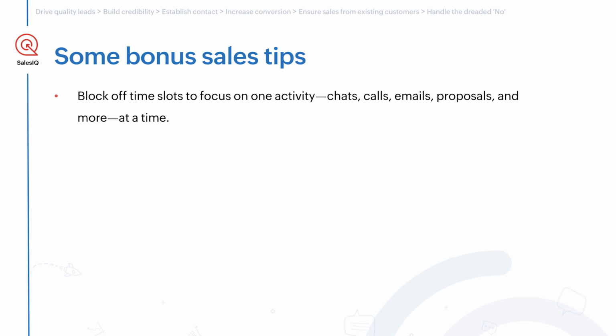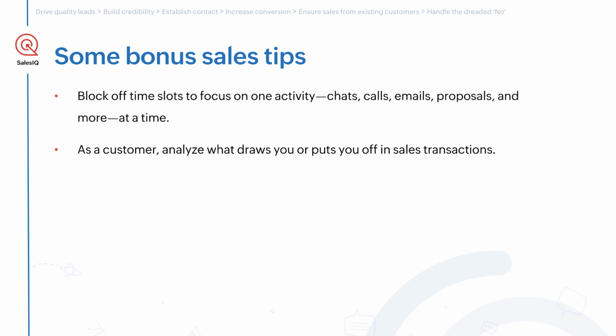So, we've reached the end of the agenda, but here are some bonus sales tips from us. The first one is a productivity tip. Unless multitasking is actually a thing and improves your efficiency, block off time slots to focus on one activity at a time, like chats, calls, emails, proposals, anything that's part of your sales process. So you can be more efficient at each one instead of juggling it all together.